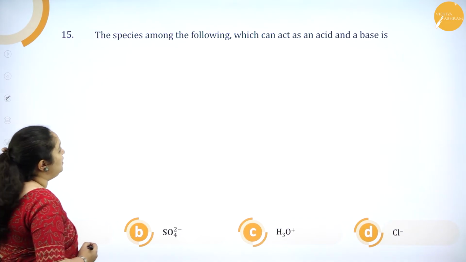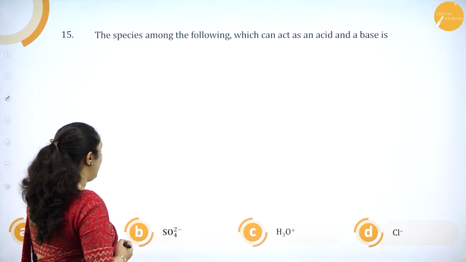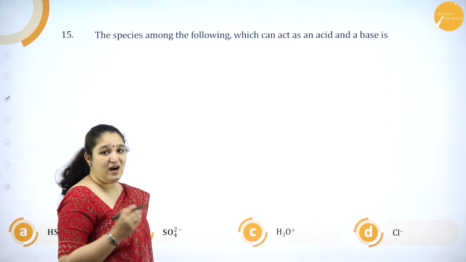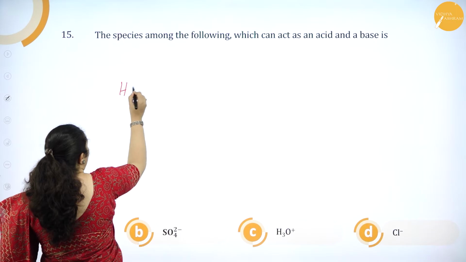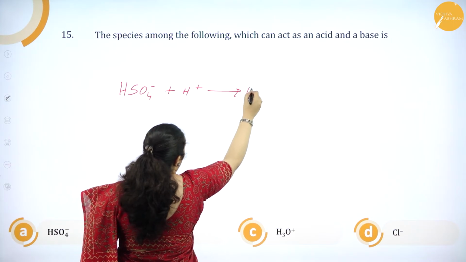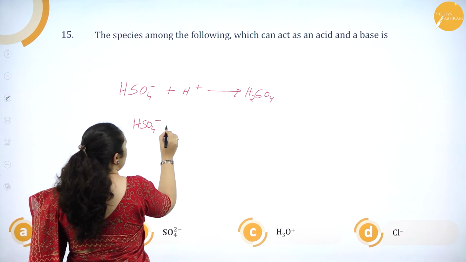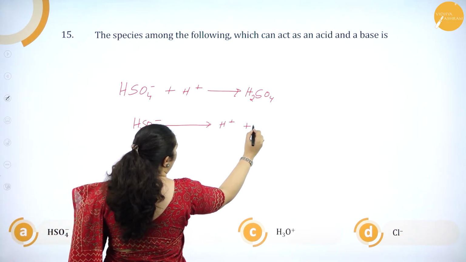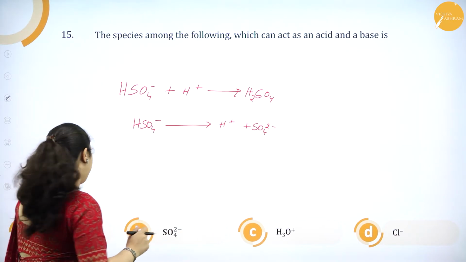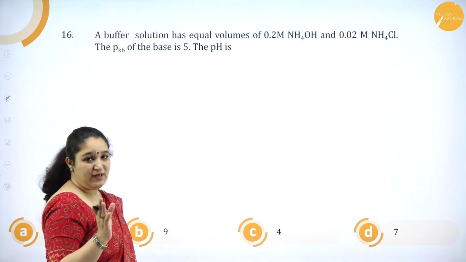The species among the following which can act as an acid as well as a base is HSO4 minus, SO4 2 minus, H3O plus, Cl minus. See, the answer is very simple. It is HSO4 minus, because it can accept a proton to form H2SO4 as well as HSO4 minus can donate a proton and form SO4 2 minus. So it can act as an acid as well as a base. So option A is the correct answer. Okay, we'll go to the next question.